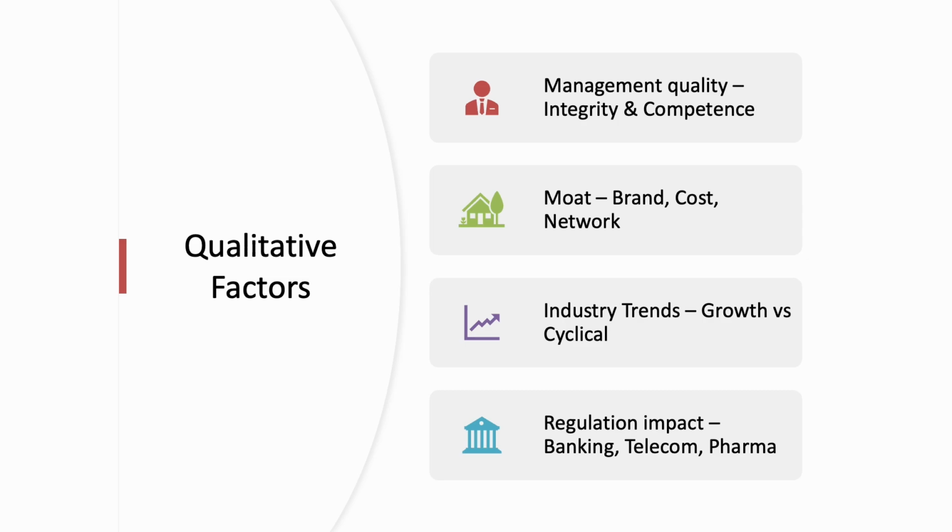Let's look at the four most important qualitative factors. Management quality. Competitive advantage, also known as moat. Industry trends. Government policies and regulations. Management quality: the first and the most important factor is the management quality.